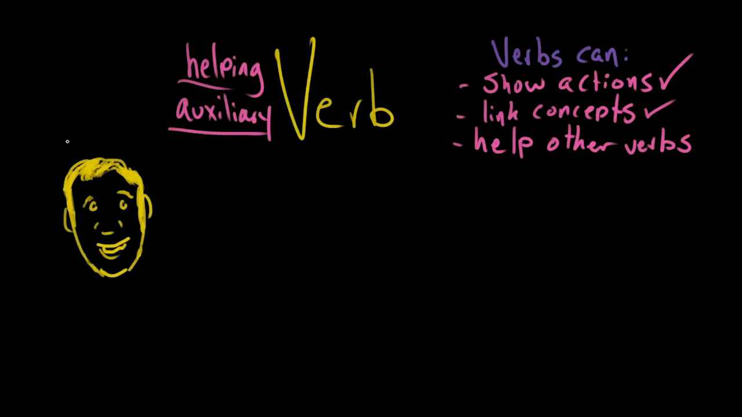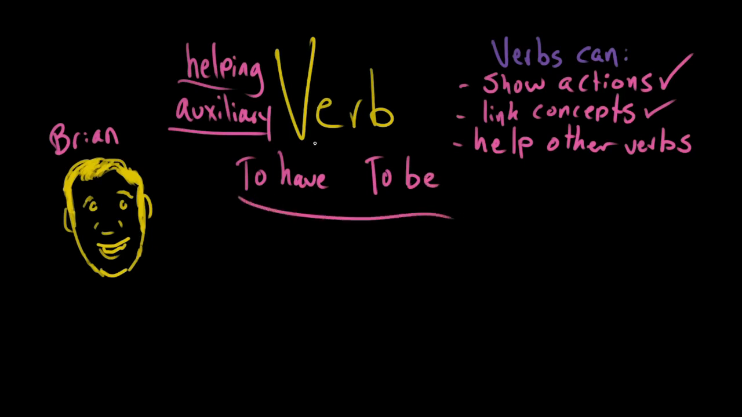I've brought along an image of my friend Brian to help explain this principle. Helping verbs are really just inflected forms of the verbs to have and to be. As we get deeper into the verb, I'll explain what each one means in each of its different versions. But for now, I'm just going to throw out some examples, so you can see what it means for a helping verb to be a helping verb.